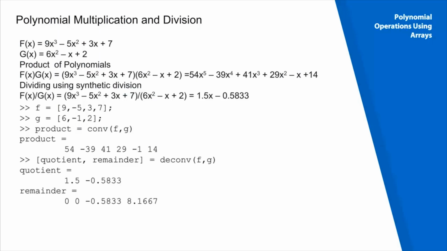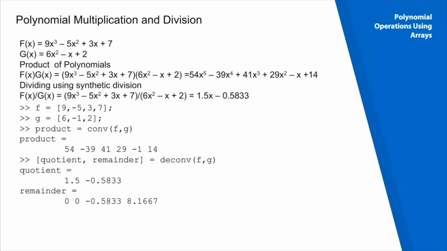Here I have shown an example to demonstrate both multiplication and division of polynomials. We have a polynomial f(x) as 9x cubed minus 5x squared plus 3x plus 7, and g(x) as 6x squared minus x plus 2. So the product f(x) times g(x) will be 9x cubed minus 5x squared plus 3x plus 7 times 6x squared minus x plus 2, which is equivalent to 54x^5 minus 39x^4 plus 41x cubed plus 29x squared minus x plus 14.